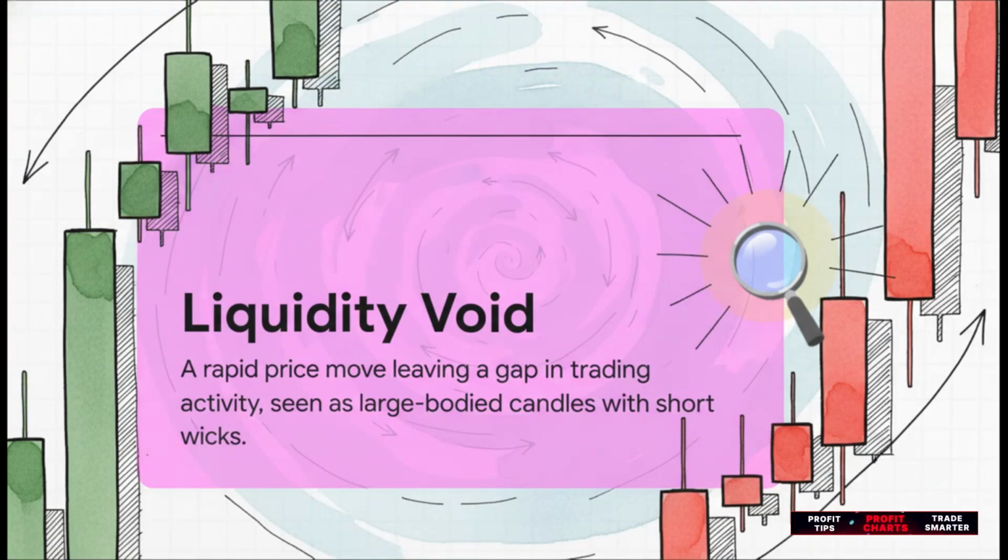So here it is. A liquidity void is simply an area where a super fast price move, traders call this displacement, creates an imbalance, and you spot it by looking for one or more big, fat candles, all moving in the same direction with tiny little wicks. Seriously, those short wicks are the key. They scream that there was almost no argument between buyers and sellers, and that is the very definition of an inefficient market.